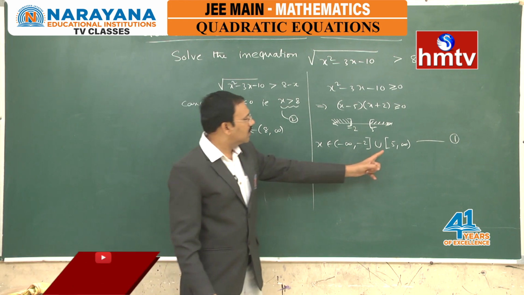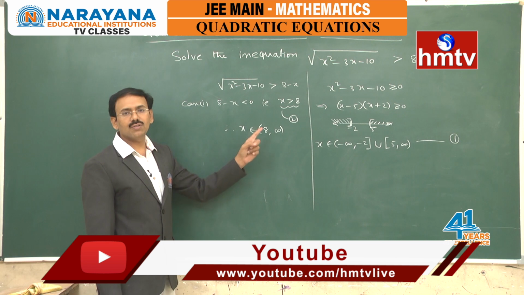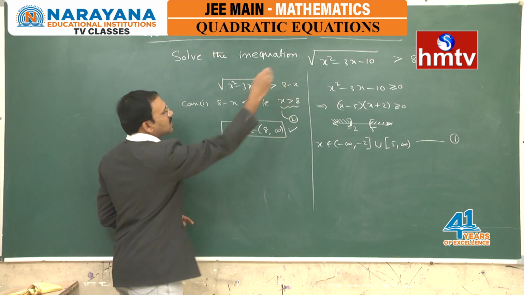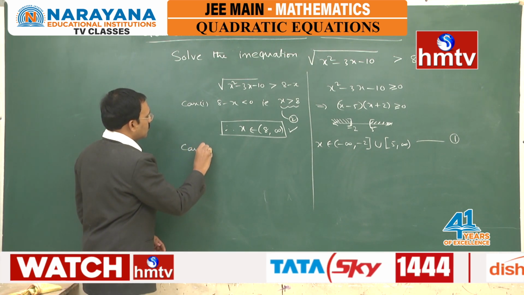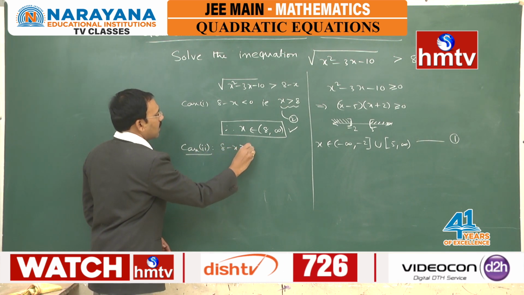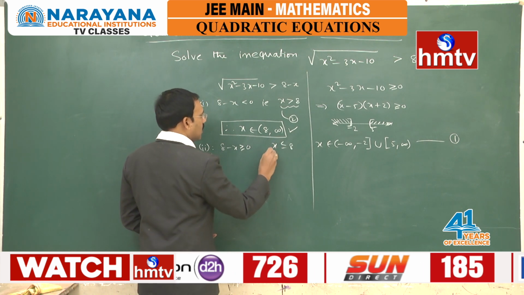You see, in this case greater than 8, all numbers can be taken. So x belongs to 8 to infinity is okay for us, which satisfies the given inequation. Then go to case 2, where 8 minus x is greater than or equal to 0, that is, x less than or equal to 8.